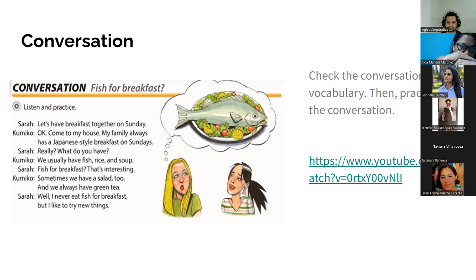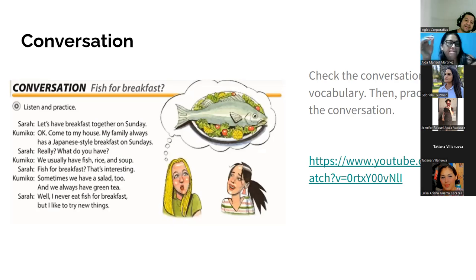Let's have breakfast together on Sunday. Okay, come to my house. My family always has Japanese-style breakfast on Sundays. Really, what do you have? We usually have fish, rice, and soup. Fish for breakfast? That's interesting. Sometimes we have a salad too, and we always have green tea. Well, I never eat fish for breakfast. But I like to try new things.